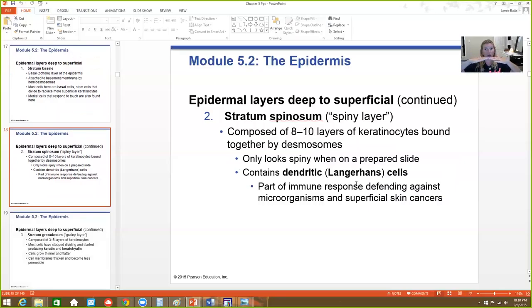Above that, we have stratum spinosum. It's called the stratum spinosum because it's the spiny layer. This spiny layer is about 8 to 10 cells thick, and again, those cells are still connected to one another. There are some special immune cells here called dendritic cells. They're there to help fight off infection. Makes sense. As we get deeper into our skin, we want to make sure that there's some protection there to ward off against invaders in case those top layers of skin get damaged.